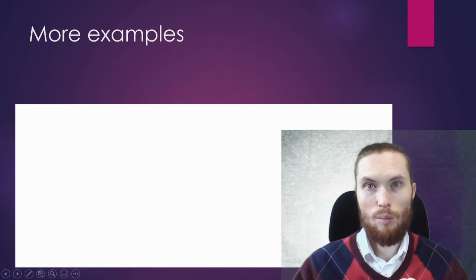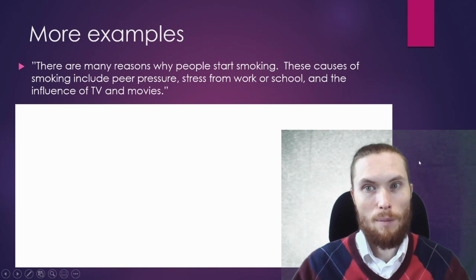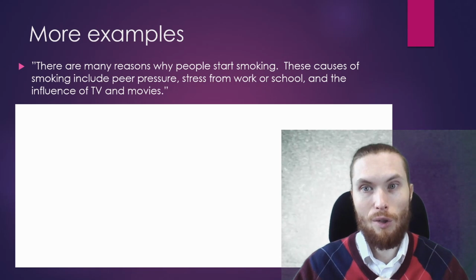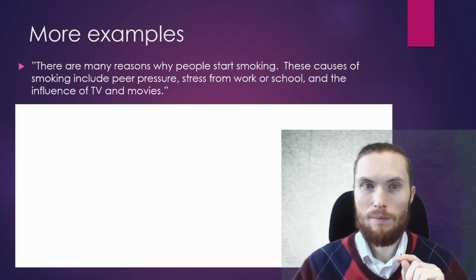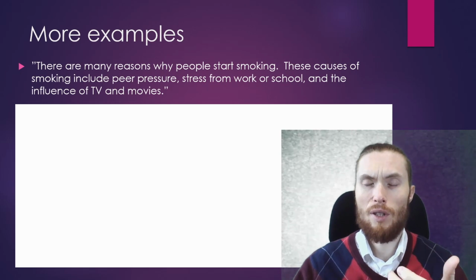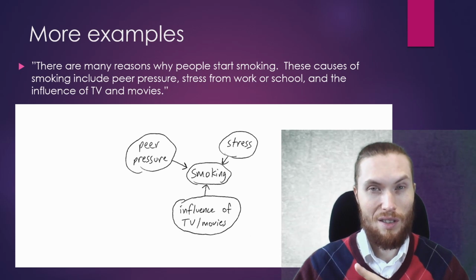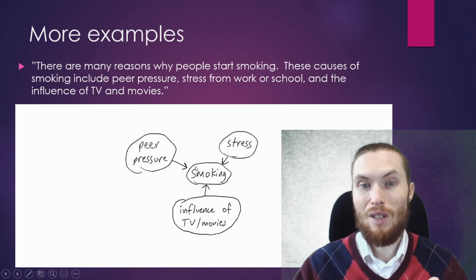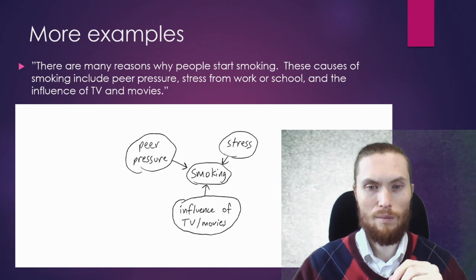All right, another example. There are many reasons why people start smoking. These causes of smoking include peer pressure, stress from work or school, and the influence of TV and movies. So here's how we can make a diagram from this. So notice this is not the effect of smoking, this is the cause of smoking. So smoking is the effect, and this information is the cause. In other words, reasons why people start smoking.